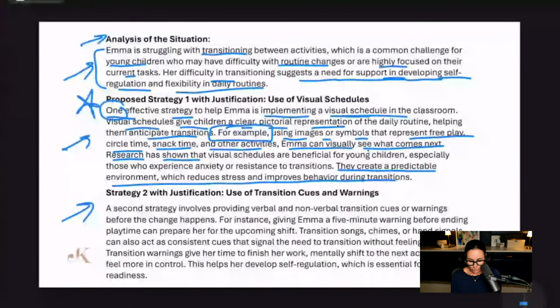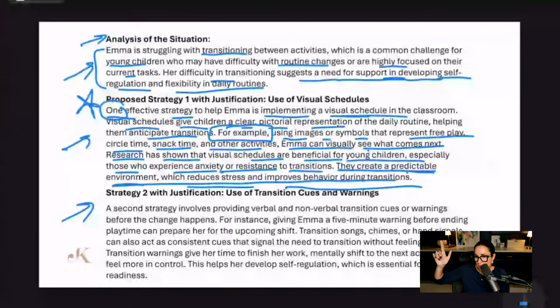And now here comes the justification. Research has shown that visual schedules are beneficial for young children, especially those who experience anxiety or resistance to transition. And here's an even more justifiable thing. They create a predictable environment which reduces stress and improves behavior during transitions. Check, check, check. I named the strategy. I got specific on that strategy by first defining it and then getting even more granular by talking about free play, circle time, snack time. I really get into it and show you.